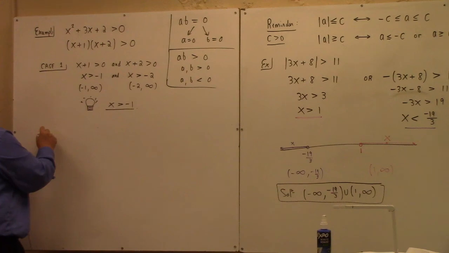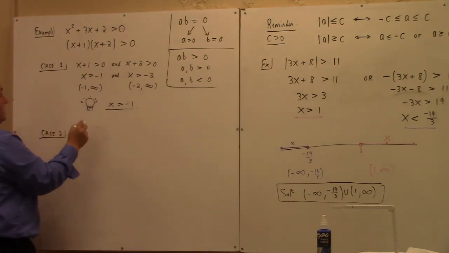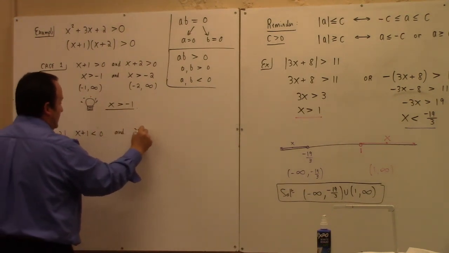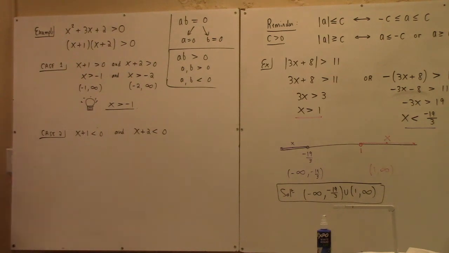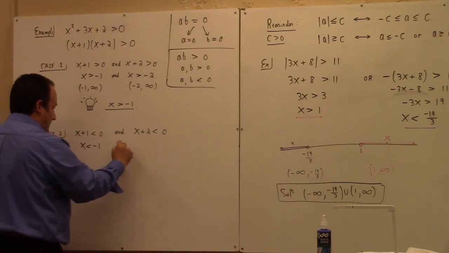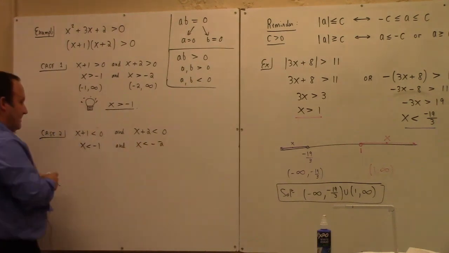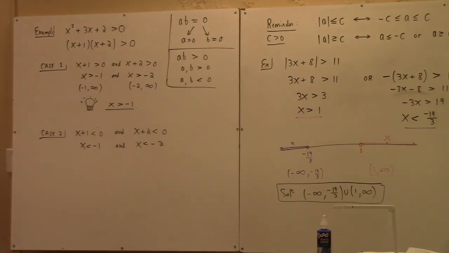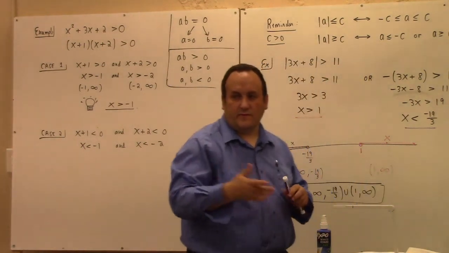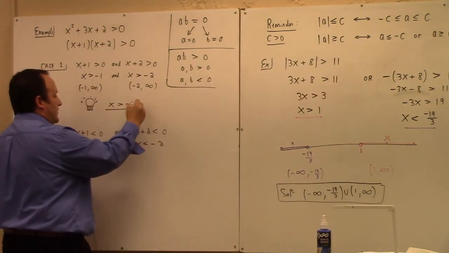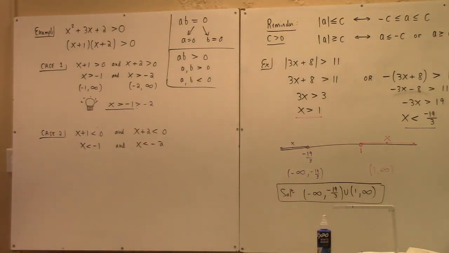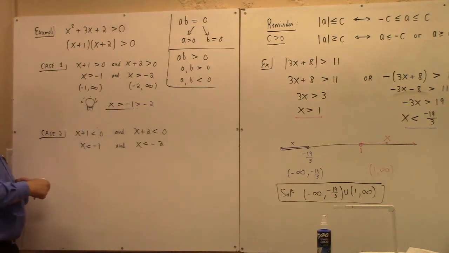How about case 2? We would need x plus 1 less than 0 and x plus 2 less than 0, right? Which would mean that we would need x less than minus 1 and x less than minus 2, right? Another way I could convince you more is that minus 1 is greater than minus 2. That's why we got both of these conditions at once by choosing that one.